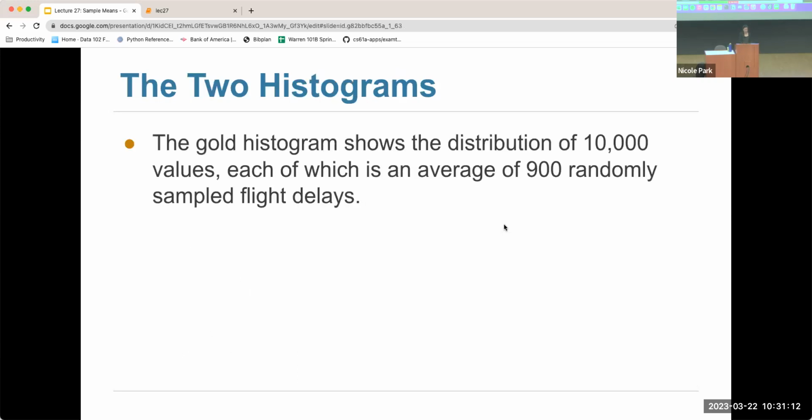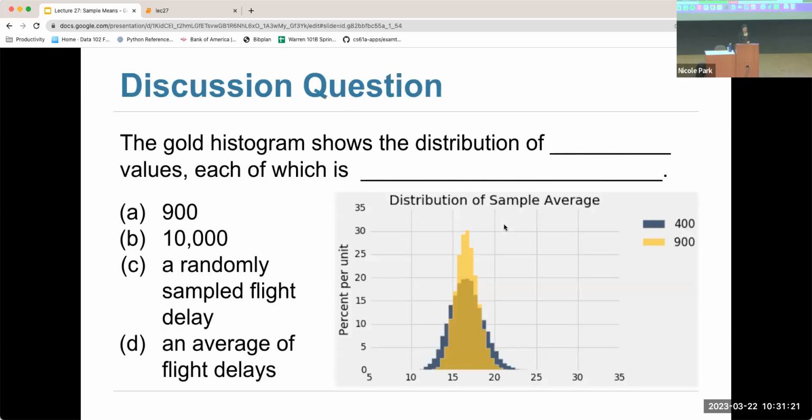The two histograms. The gold histogram showed the distribution of 10,000 values, each of which is an average of 900 randomly sampled flight delays. What you'll notice is, again, something to take note of, the 900 is a lot narrower and taller, the 400 is a lot wider and flatter. So the standard deviation of that 400 is going to be bigger than the standard deviation of 900.